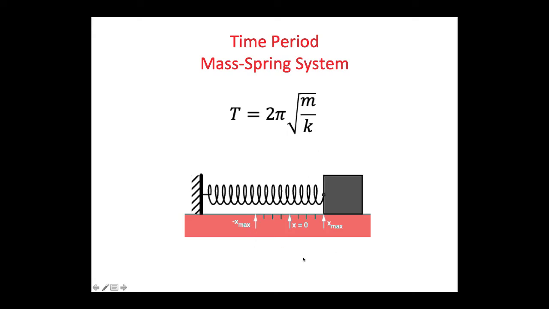Let's look at the setup first. This x equals 0 marks the equilibrium position of the system when the spring is relaxed. Right now in the picture, the block is pulled to the right. When it is released, it will oscillate between the two extremes marked in the diagram. Restoring force is provided by the spring.